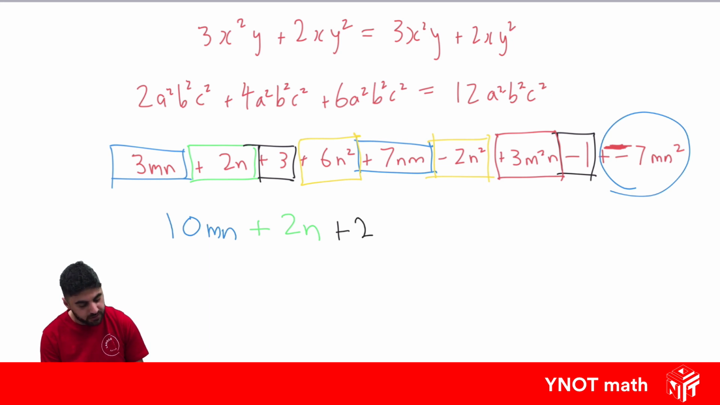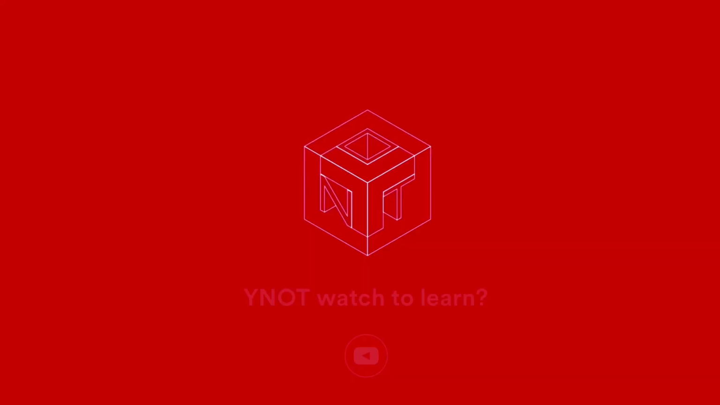Let's do yellow. So we've got 6n squared minus 2n squared gives us plus 4n squared, because 6 minus 2 gives us 4. We can write in our 3m squared n term next, because it's not a like term with any of them. And then our blue term on the end, minus 7mn squared, because it's not like with any of the others as well.